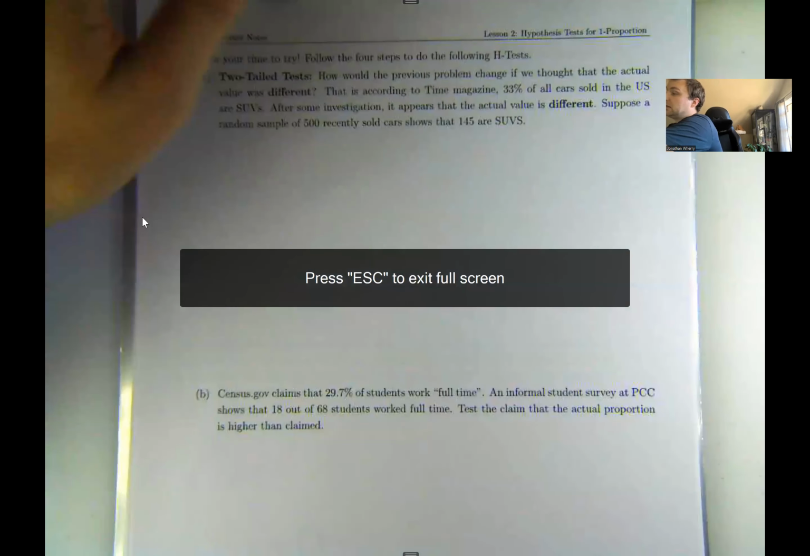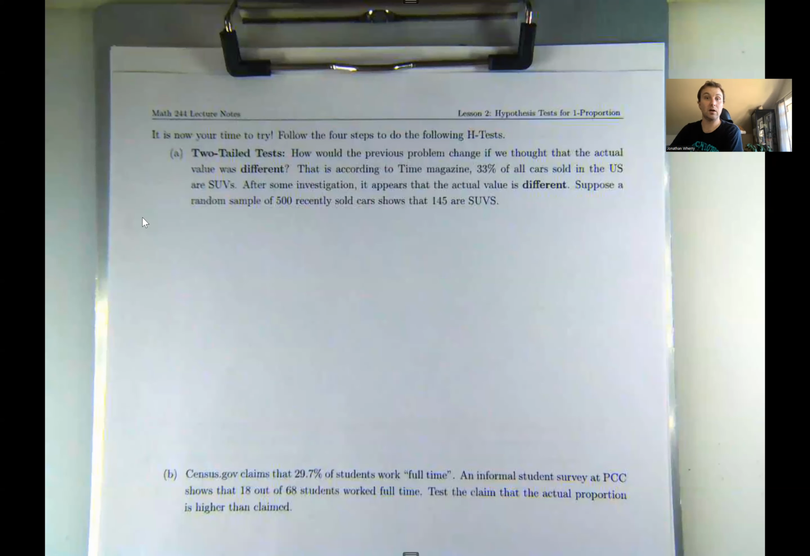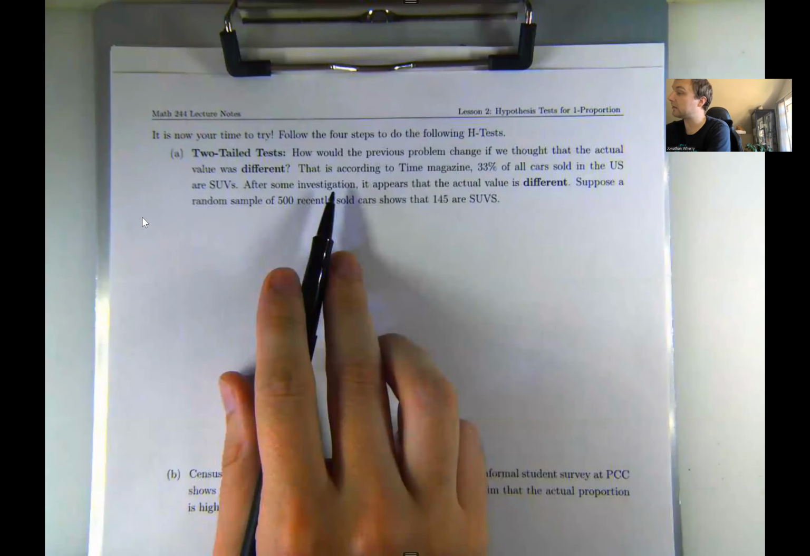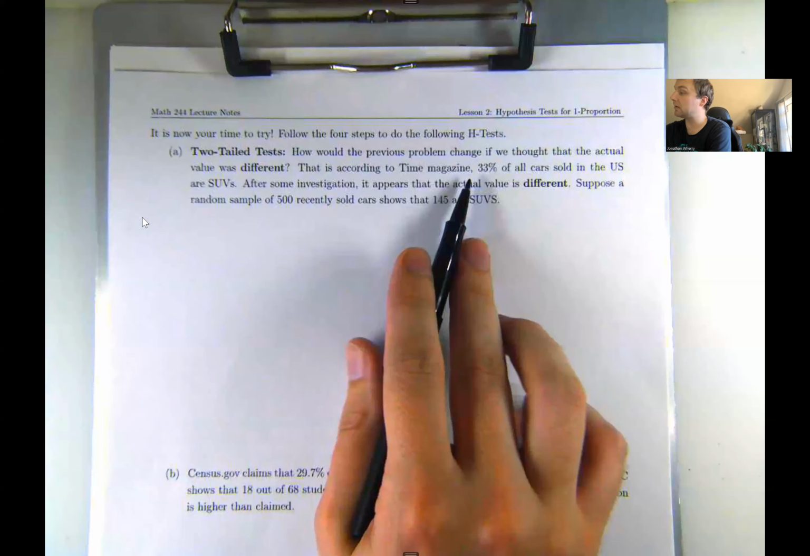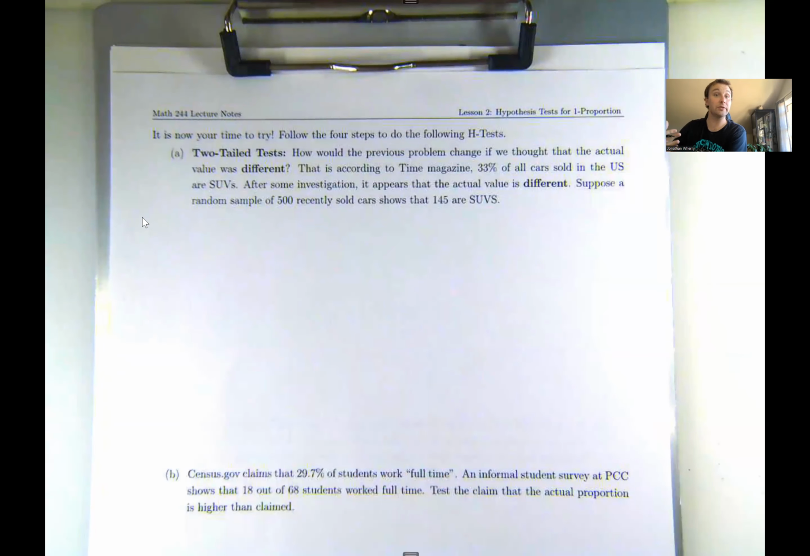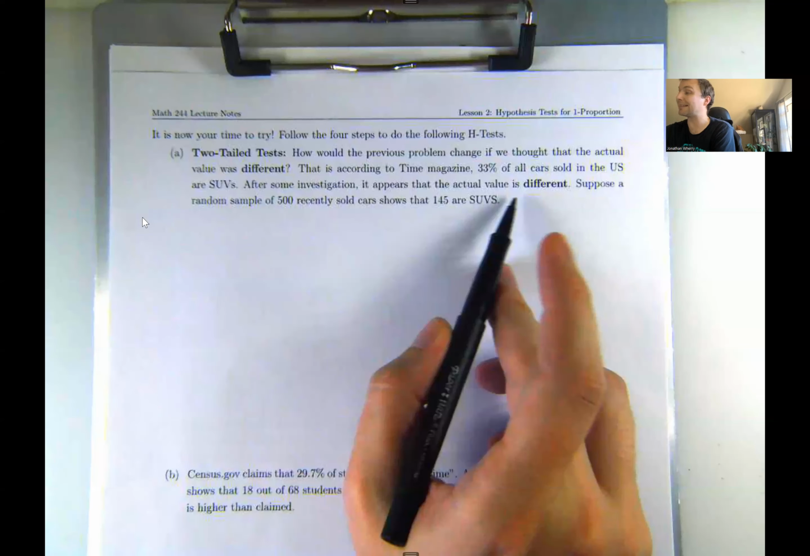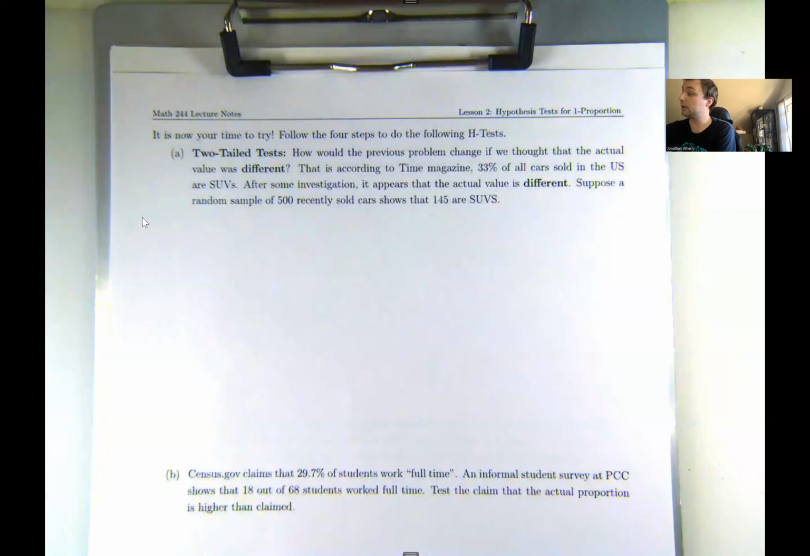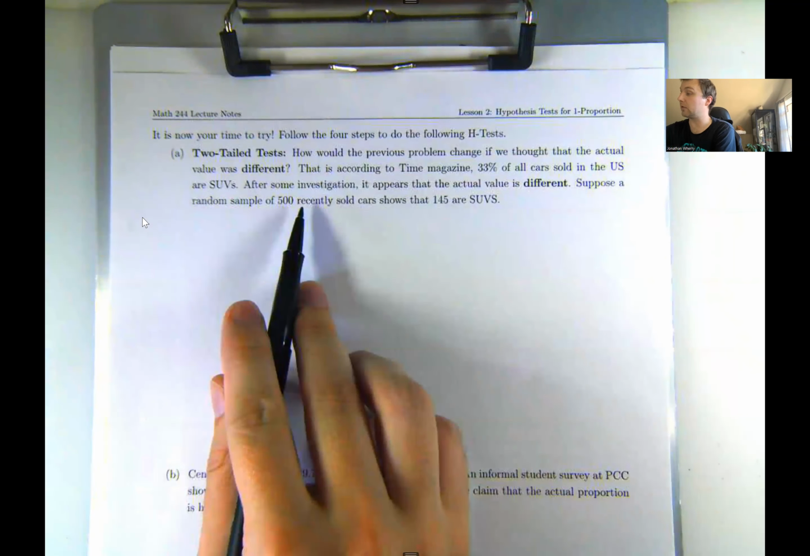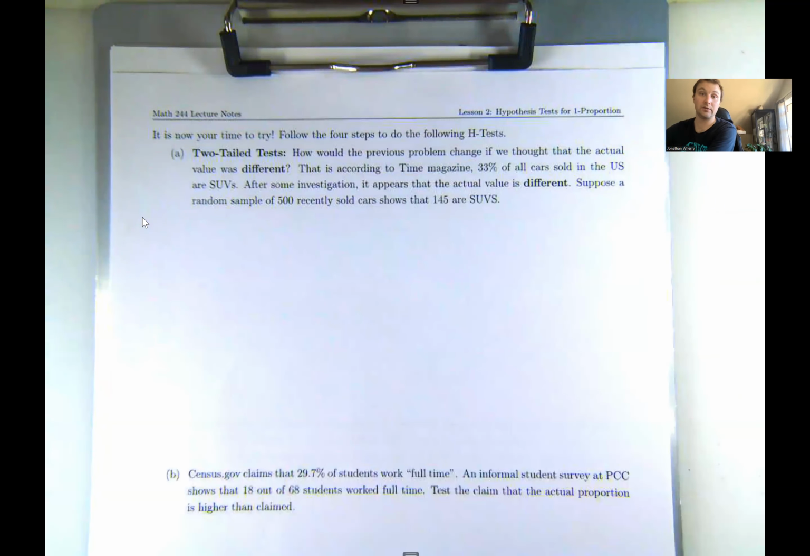So let's look at a problem that was in an earlier video involving SUVs. Suppose that there's a claim that 33% of all vehicles or cars sold in the US are SUVs. And after some investigation, it appears that the actual value is different than claimed. There's a sample of 500 recently sold cars, and it shows that 145 of those are SUVs.